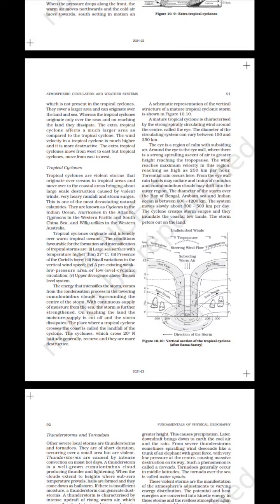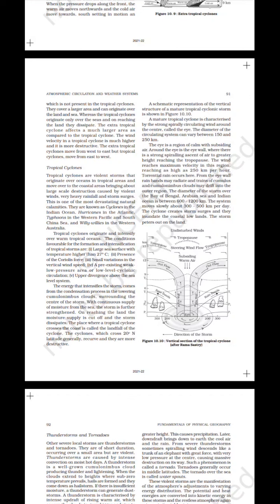A schematic representation of the vertical structure of a mature tropical cyclone storm is shown in figure 10.10. A mature tropical cyclone is characterized by the strong spirally circulating wind around the center called the eye. The diameter of the circulating system can vary between 150 and 250 kilometers. The eye is a region of calm with subsiding air.